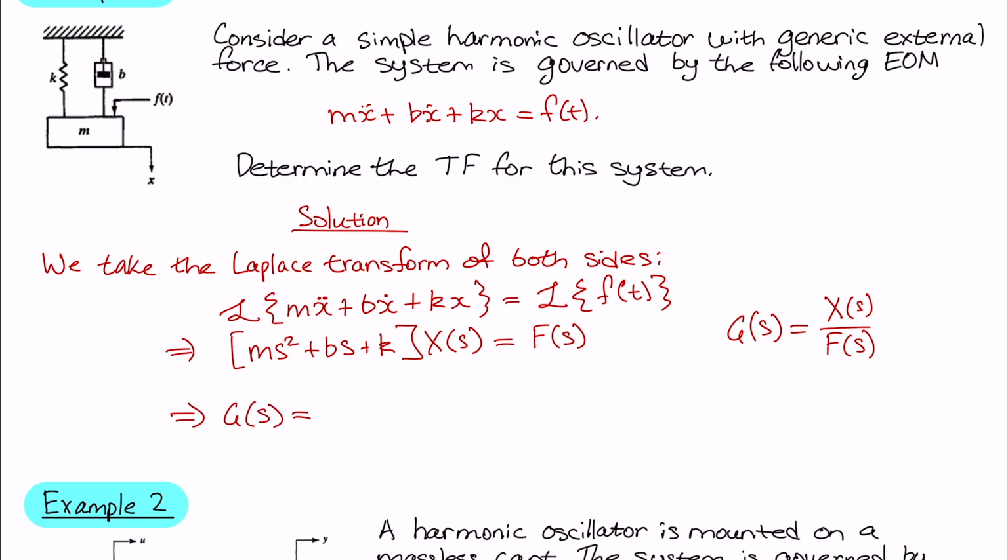So our G(s) is going to be equal to, again, big X over big F(s). We're going to divide that middle equation on both sides by big F(s), and then bring everything in the square brackets over as well, and we get 1 divided by ms squared plus bs plus k. And that is the transfer function for a harmonic oscillator.